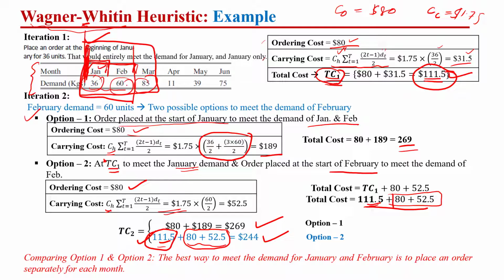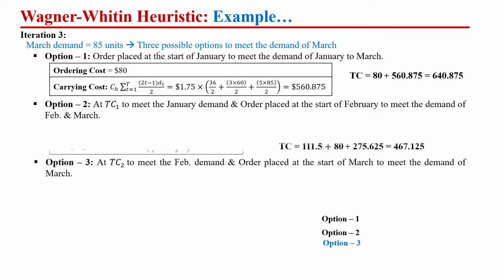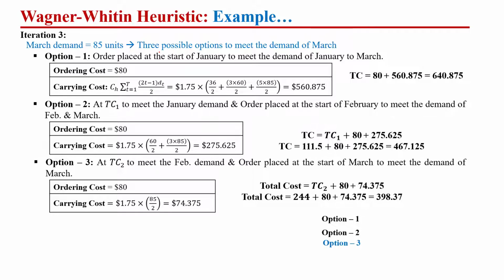The second option, according to Wagner-Whitin, is that we have the optimum cost of January, which is this one. Okay, and we should place the order at the start of February in order to meet the demand of February and March. Okay, and the third option is we have the optimum cost of January, we have the optimum cost against February. Okay, and we should place the order at the start of March in order to meet the demand of March. So we have three options. So against every option we need to calculate the total cost.